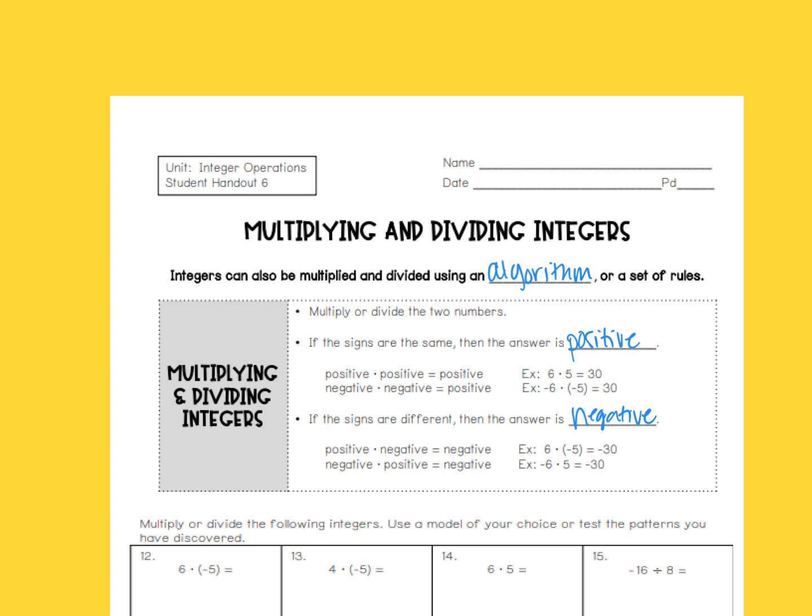So a positive times a positive equals a positive. A negative times a negative equals a positive. And a positive times a negative equals a negative. And a negative times a positive equals a negative.